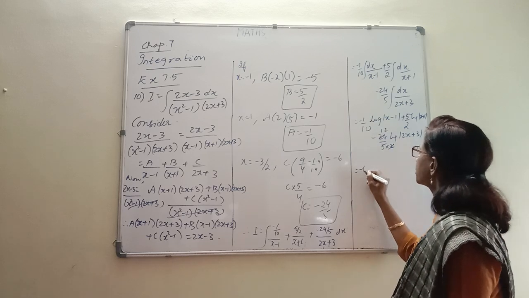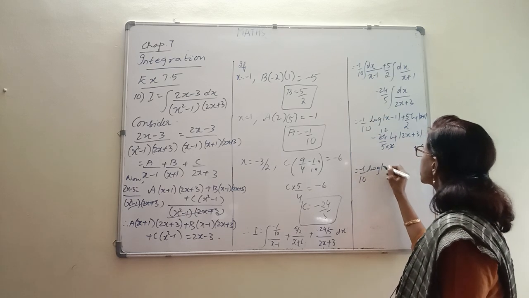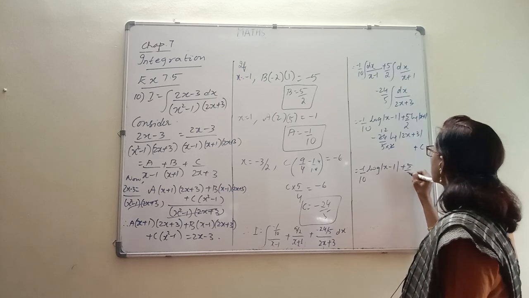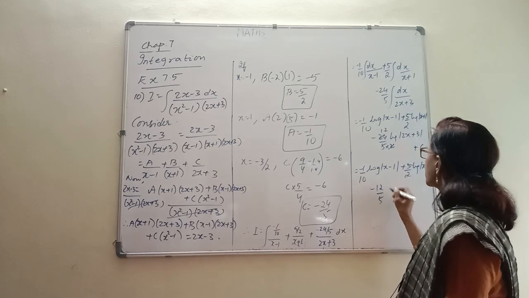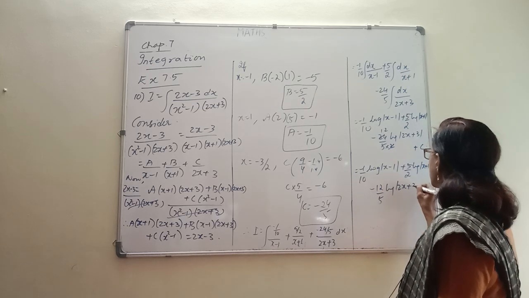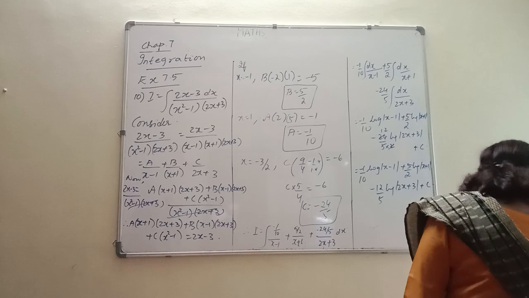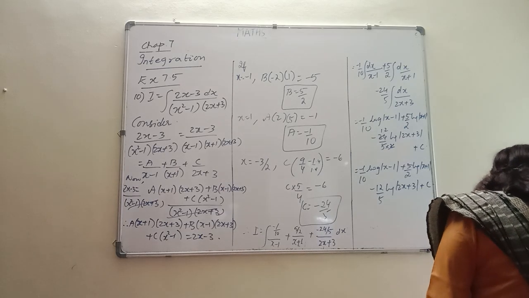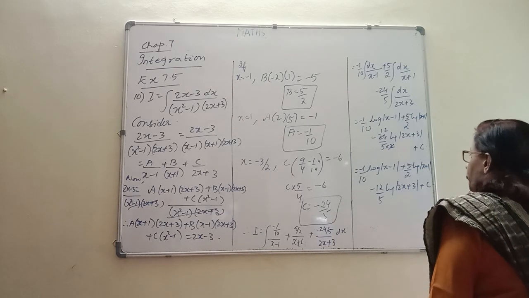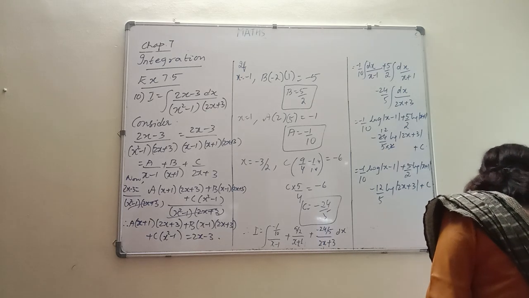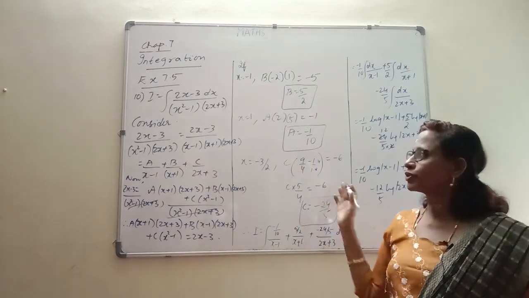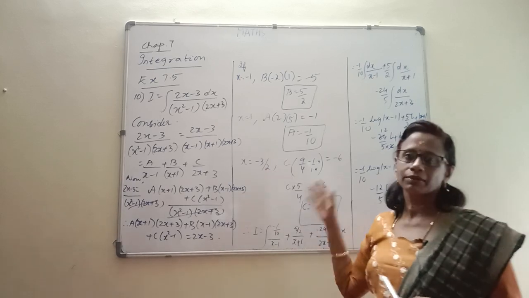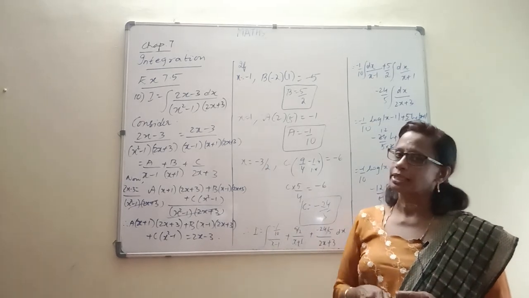So you can just write minus 1 over 10 log modulus x minus 1 plus 5 over 2 log modulus x plus 1 minus 12 over 5 log modulus 2x plus 3 plus C. That's how the integral will work out. Let me just check the terms. Yes, that should be all for this, because it's quite a big problem. The next problem we can probably take up in the next video. Thank you.